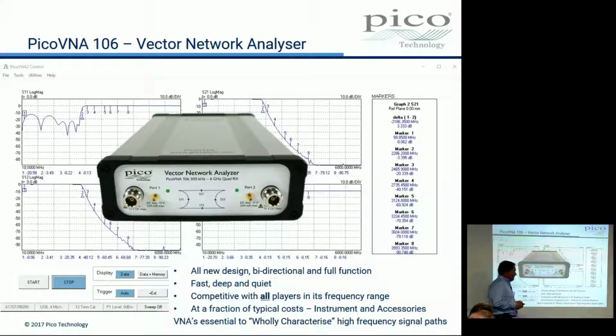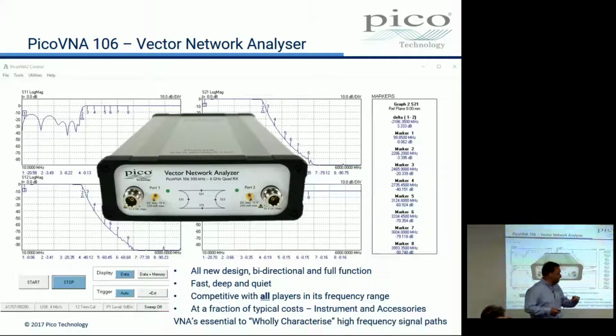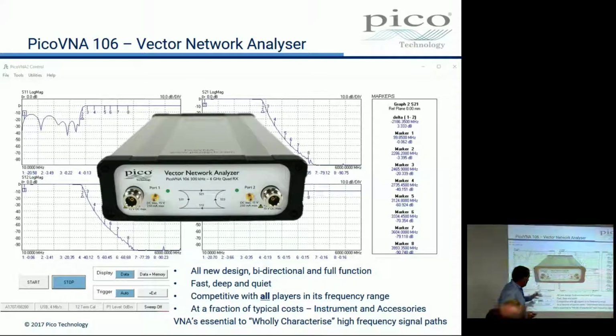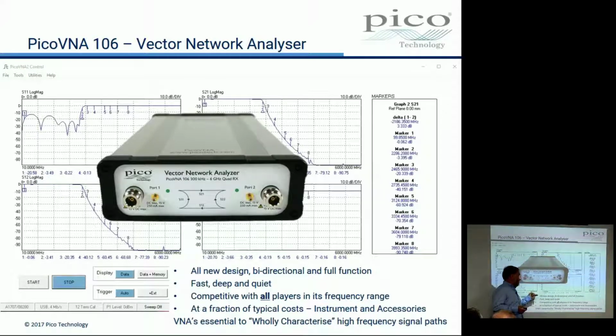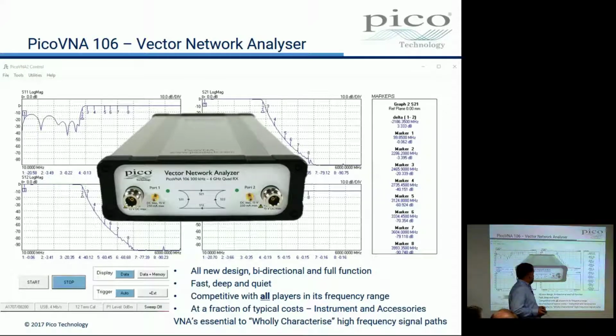So the VNA is the Pico VNA 106 is what we're selling. What I want to point out is just 4 bullet points down here really. First, it's an all new design. It's fully bidirectional and a full function VNA. Now why are those things important? Because there are, first of all, lots of designs in the market. I'll show you them later. There are lots of VNA designs that are all based on a relatively old engine, the innards of the box.